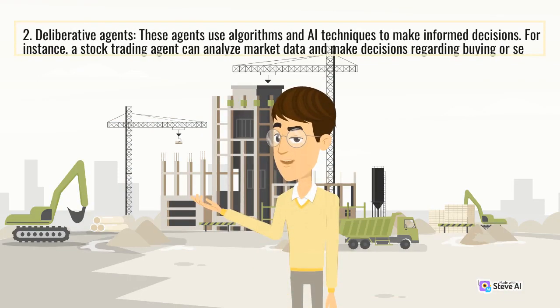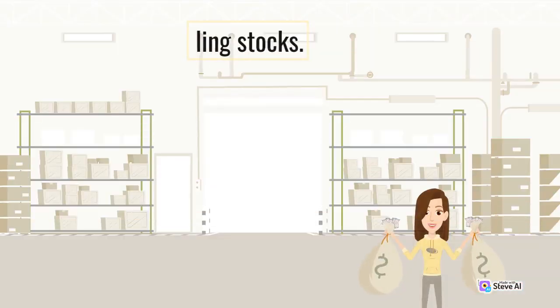2. Deliberative agents. These agents use algorithms and AI techniques to make informed decisions. For instance, a stock trading agent can analyze market data and make decisions regarding buying or selling stocks.